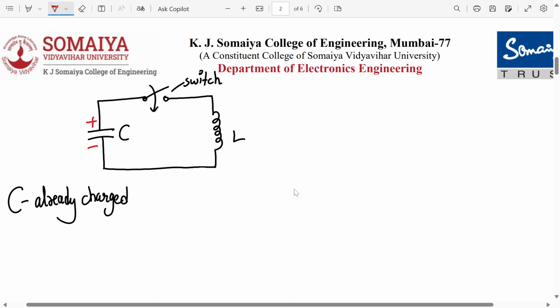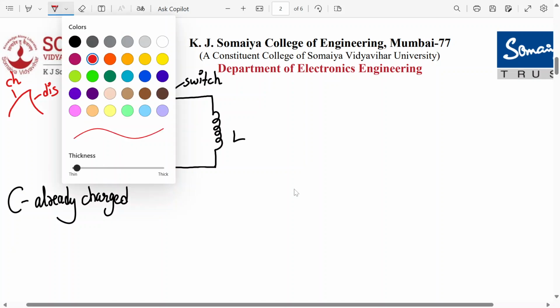Okay. So as the switch is open, it cannot discharge. See, a capacitor charges and discharges, right? This is charging. This is discharging. So a capacitor will store the charges and will release the charges when it finds a closed path. As the switch is open, it cannot discharge through L. That means it cannot release its energy. Now it can discharge when the switch is closed.